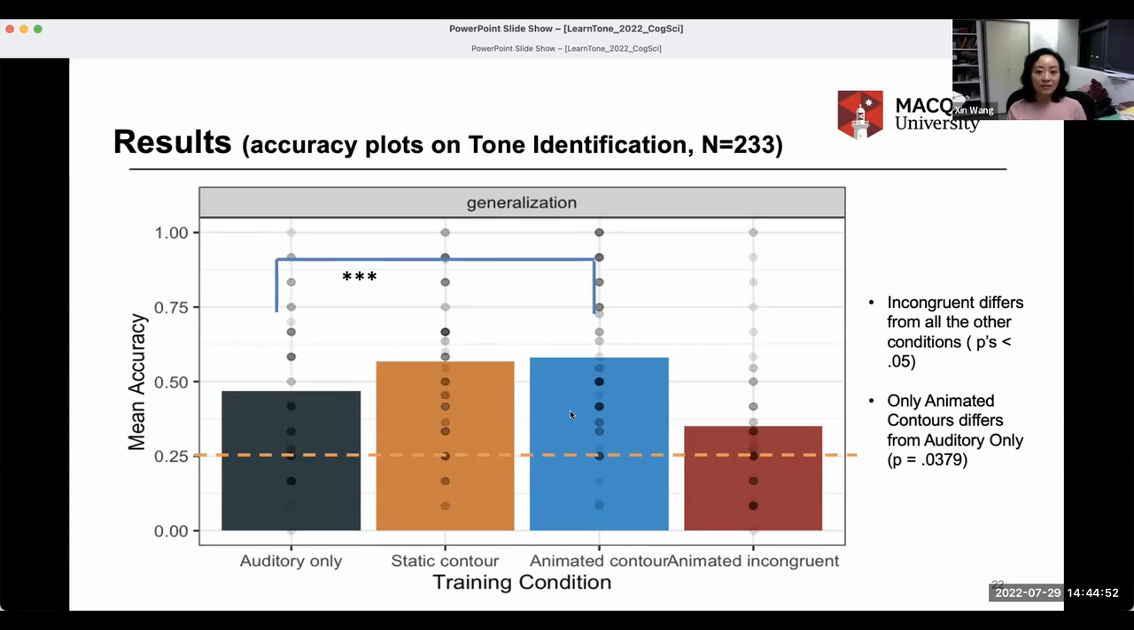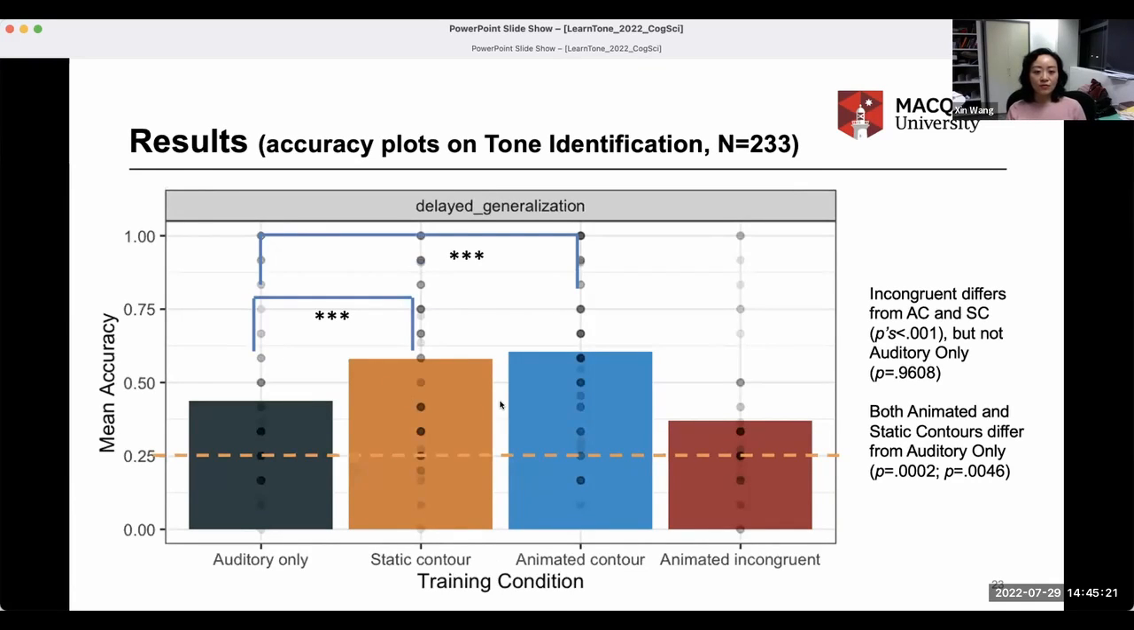For the generalization tests, where they were given new items, this is very similar to the results of the post-test. Statistically, only the animated condition shows differences. Even so, both visual conditions show some advantage. And again, the incongruent condition differs from all the other conditions.